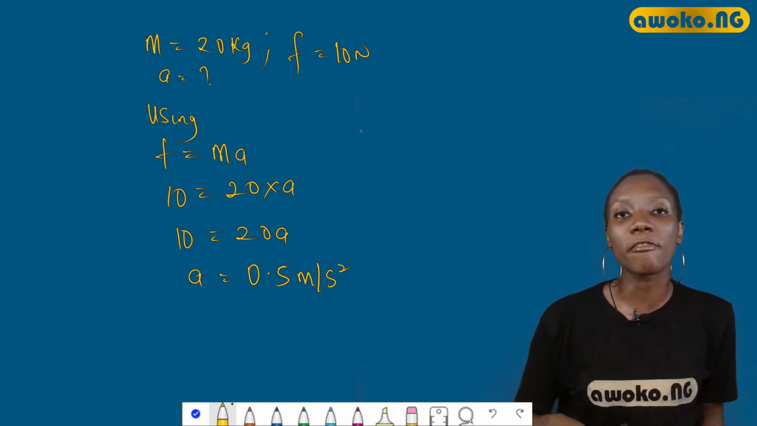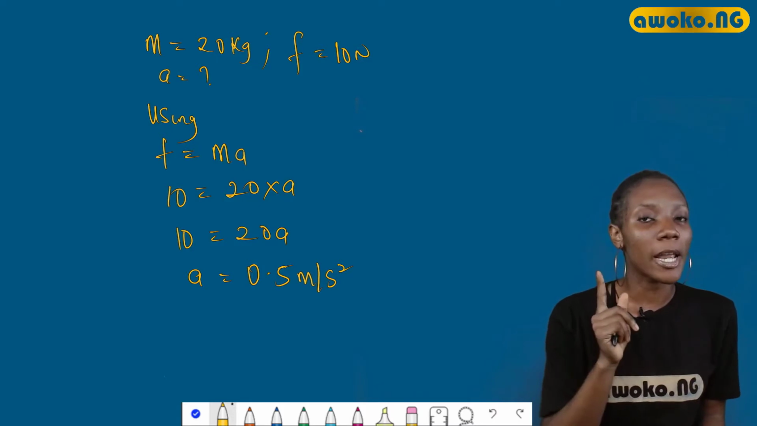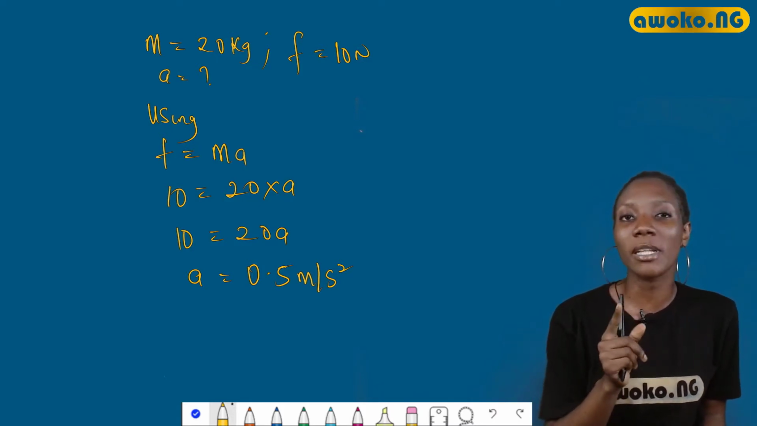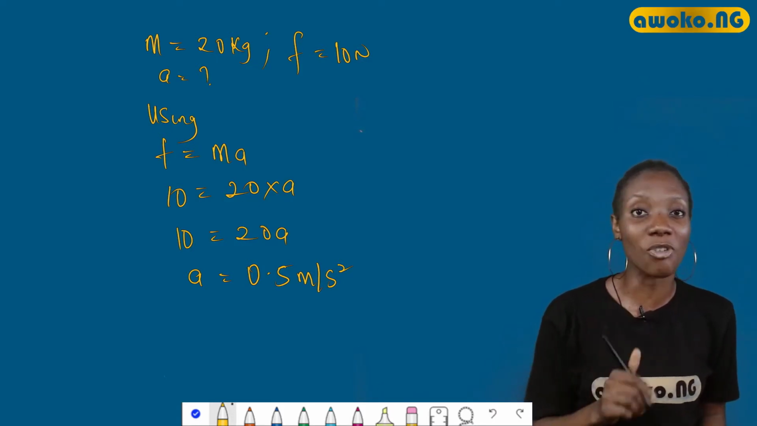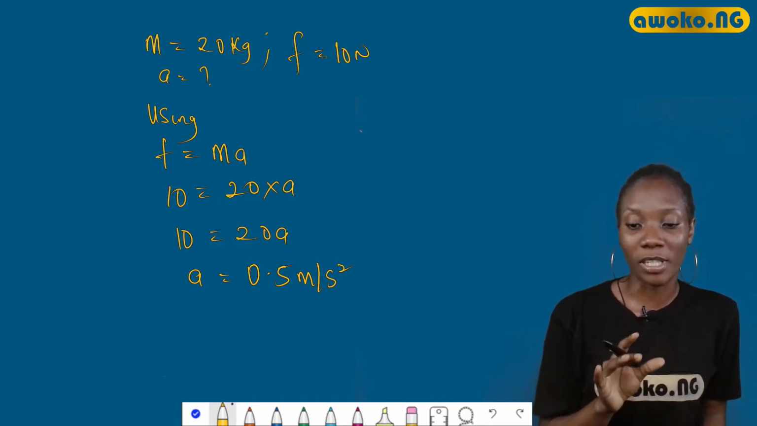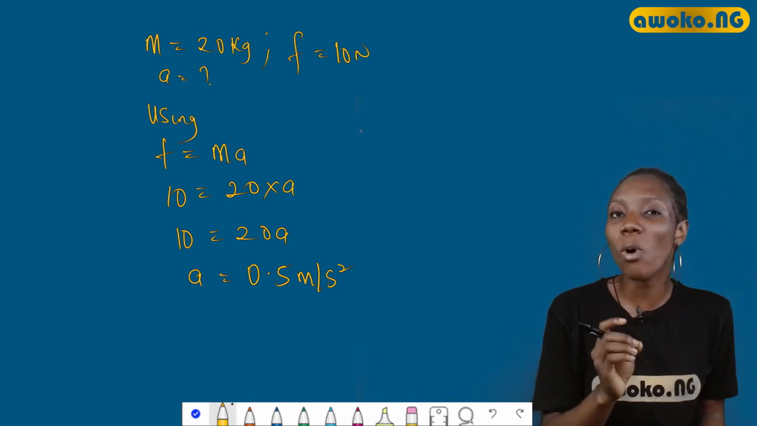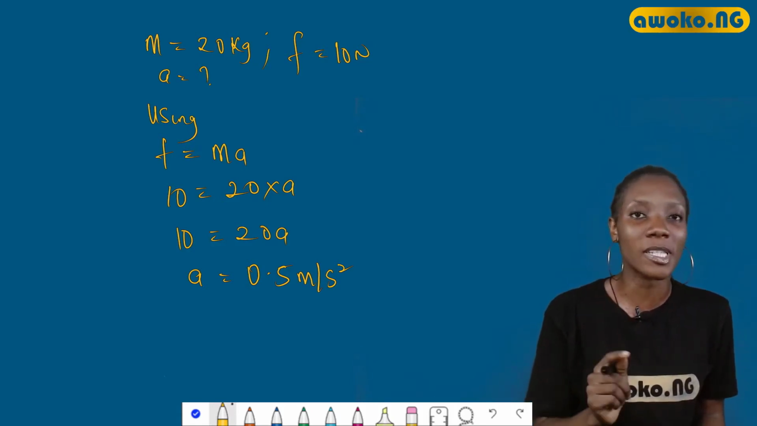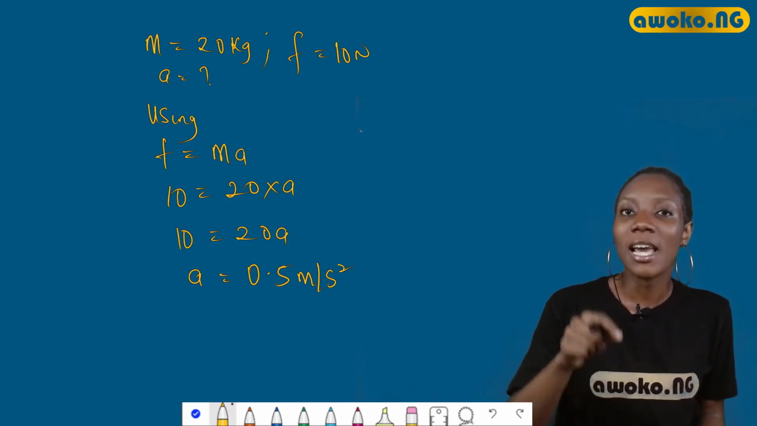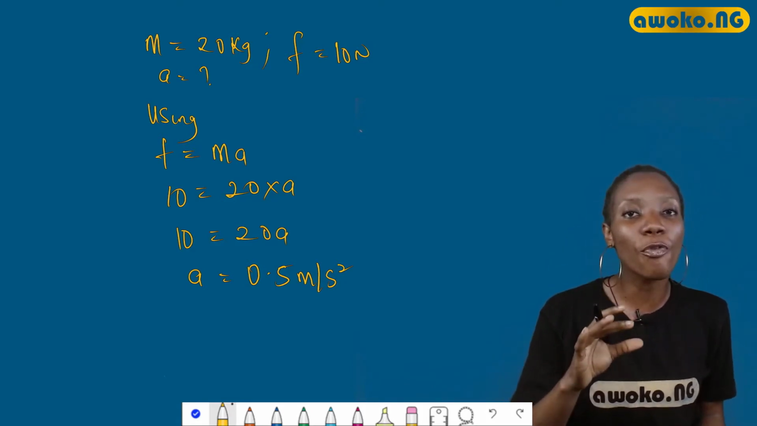Now let's consider the forces involved in walking. A person begins walking by pushing his foot against the ground. This is the action. Take note of this. Now the ground then exerts an equal but opposite force on the person, and it is this force on the person that makes the person move forward.